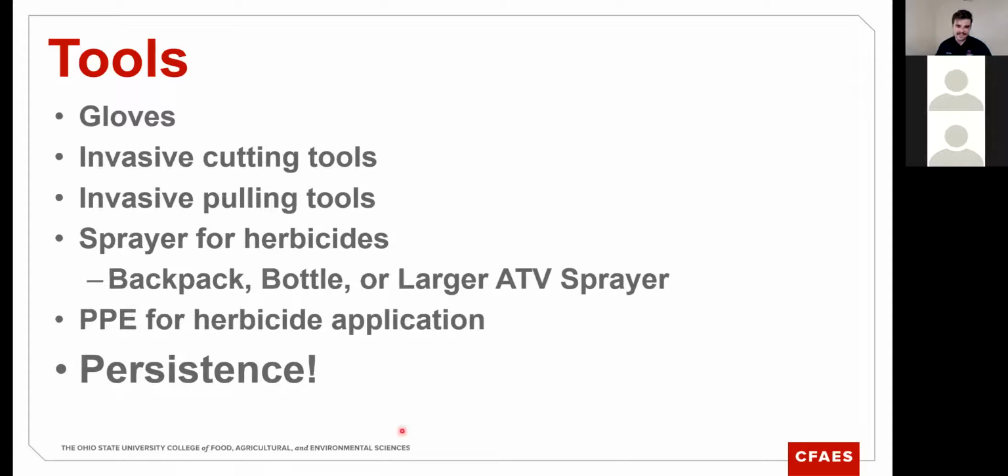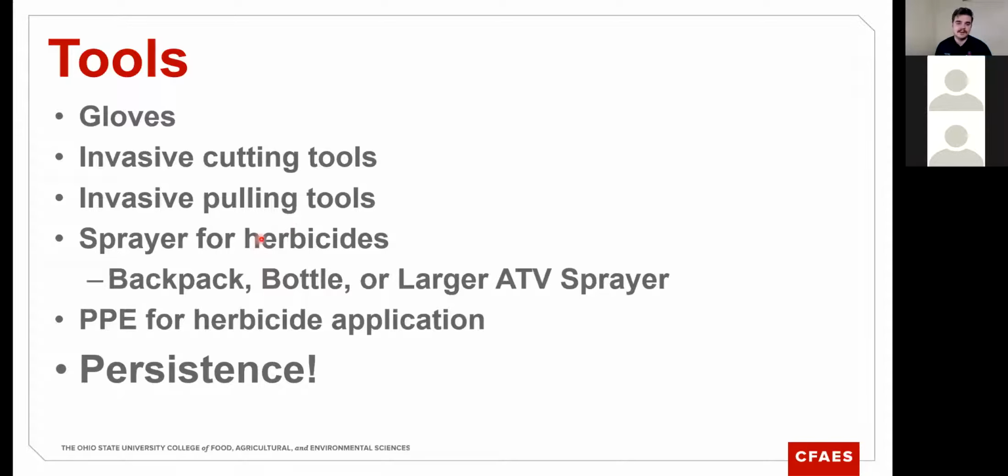So a lot of the time, some of these you can make do with what you have around the house, especially if you have a smaller property or don't have a lot to do. But if you do have a lot, it may be time to invest in a small chainsaw or a brush hog if you have a large piece of property.